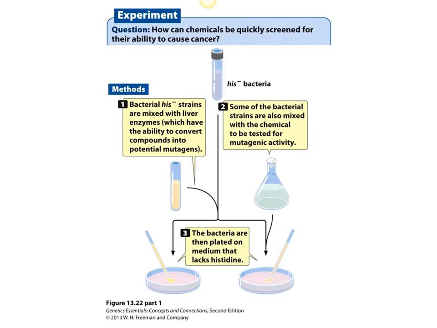So the way they do this is they take the His minus bacteria. On one plate, they just plate the His minus bacteria on plain old plates that lack histidine. That's the control. On the right side, they're plating the bacteria in the presence of the chemical that they're testing plus liver enzymes on the plates that lack histidine.